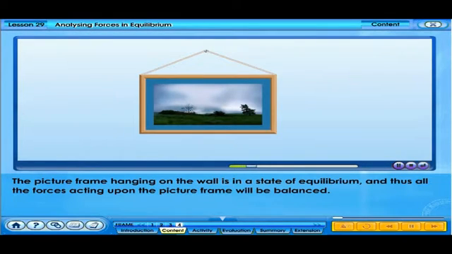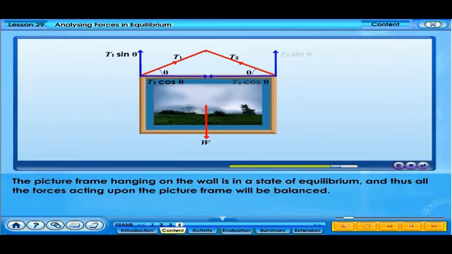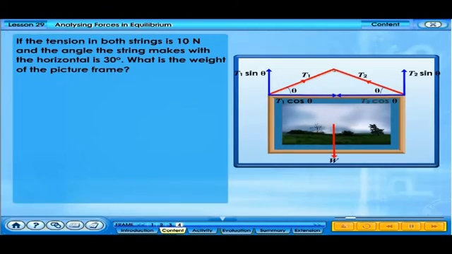The picture frame hanging on the wall is in a state of equilibrium, and thus all the forces acting upon the picture frame will be balanced. If the tension in both strings is 10 newtons and the angle the string makes with the horizontal is 30 degrees, what is the weight of the picture frame?